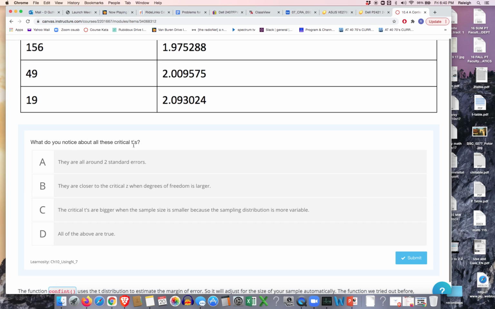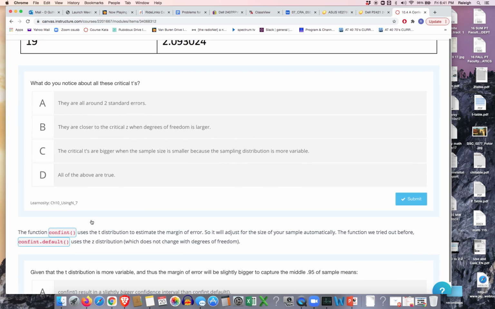What do you notice about all these critical t's? Well, let's see. They're all around 2 standard errors, or they're closer to the critical Z when the degrees of freedom is larger. I don't see anything wrong with either one of those. They're all around 2. You can see the numbers. And then all closer to the critical Z's when the, yeah, we just mentioned that. Critical t's are bigger when the sample size is smaller, because the sampling distribution is more variable, further away from the z. So that's going in the wrong direction, like we just did. All of them are true. Yeah, all of them are true. Absolutely. So that's basically what we're looking at here.